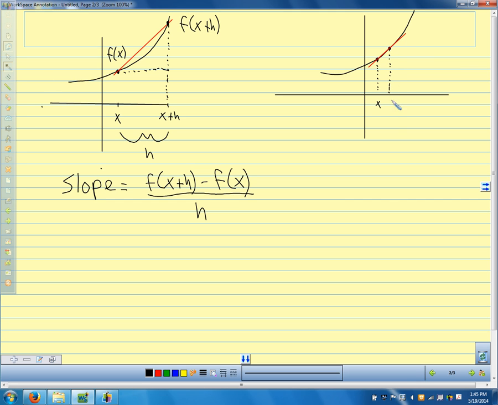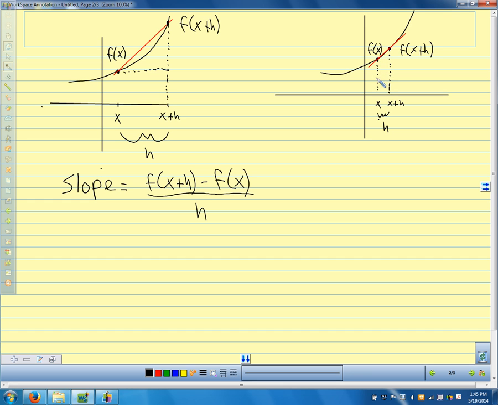And that distance is still h, and this is still f of x, and this is still f of x plus h. What we want is to make that distance h smaller and smaller, so these two points get closer and closer together, so that the secant line gets closer and closer to the tangent line.